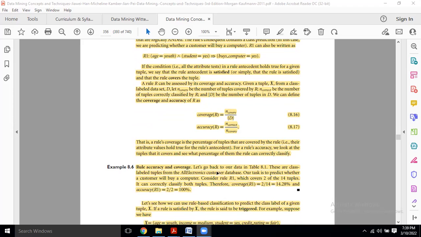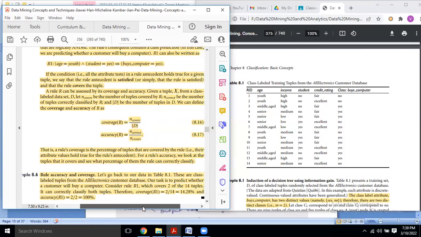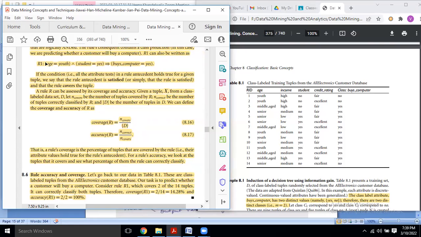Now here is an example based on the data in table 8.1. So let me first open table 8.1. I think table 8.1 is now visible to you. This question says that the rule is age is equal to youth and student is equal to yes. So here we will find age is equal to youth, student no; age is equal to youth, student no; age is equal to youth, student no; age is equal to youth and student yes. So the 9th tuple and 11th tuple are covered by this rule because they have age youth and student yes. So the total number of tuples this rule covers is 2. So the coverage is 2 by 14, where 14 is the total number of tuples.